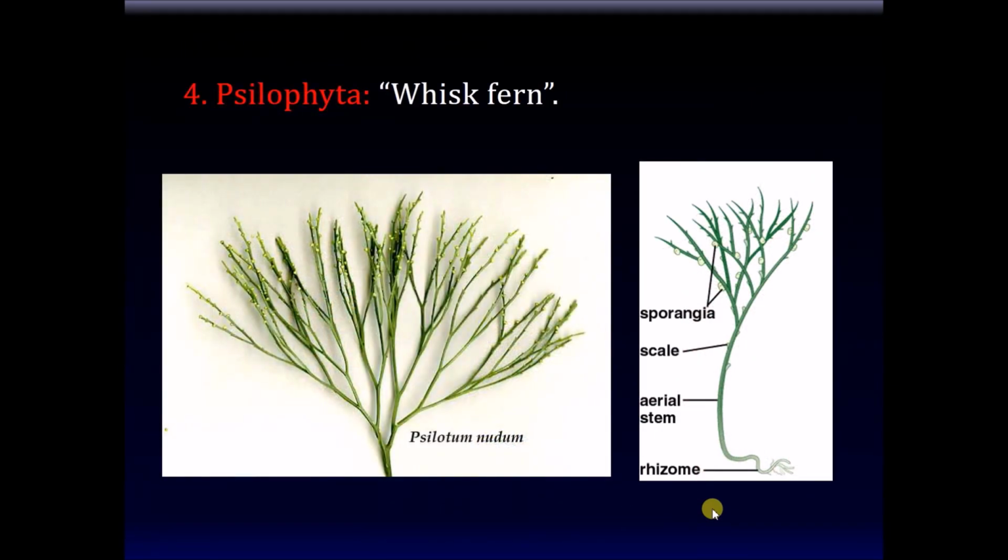The last category is the Psilophyta, or the whisk-ferns. These are some of the most ancient of plants, and they have a very basic vascular system. But nevertheless, they have a vascular system. They have tiny buds, which are sporangia-producing structures. They are anchored to the ground like mosses with rhizomes.